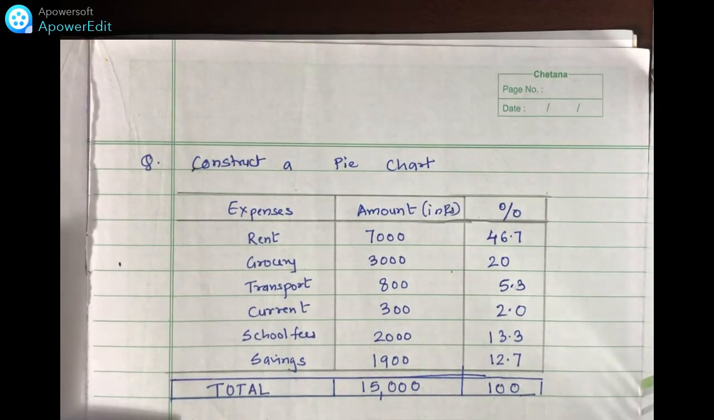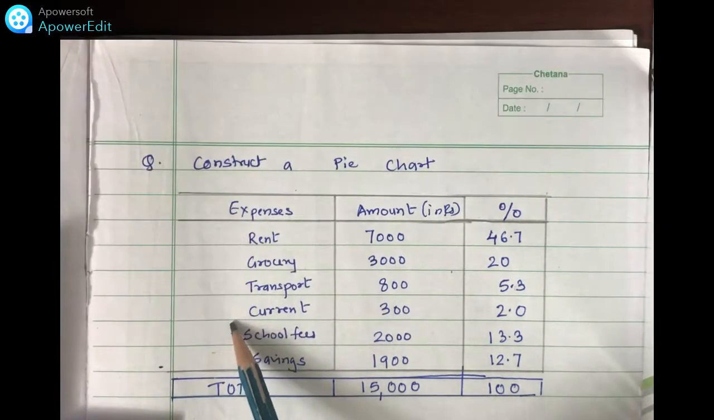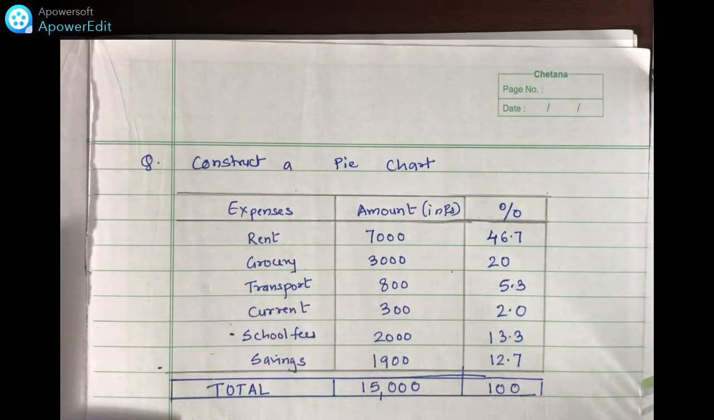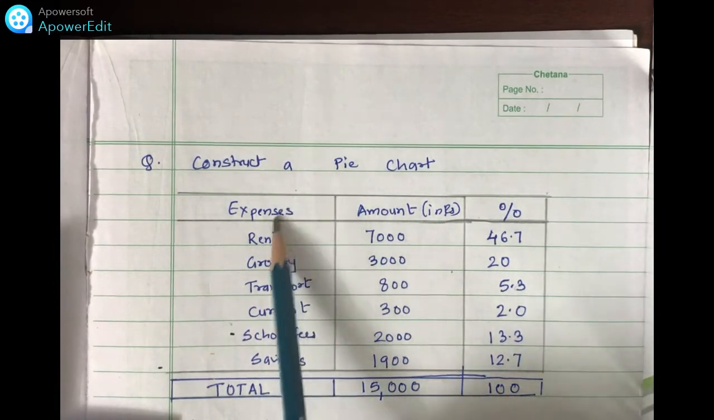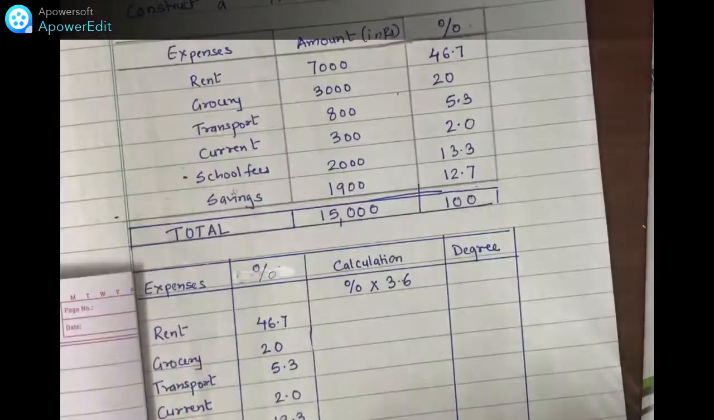Now to draw a pie chart, we require a circle which is going to be divided into a number of divisions, which are the number of categories given. Those are these different categories. Now what we are going to do next is pick up the expenses column and the percentage column from this table and add two more columns to that. Let us see which are those two columns.